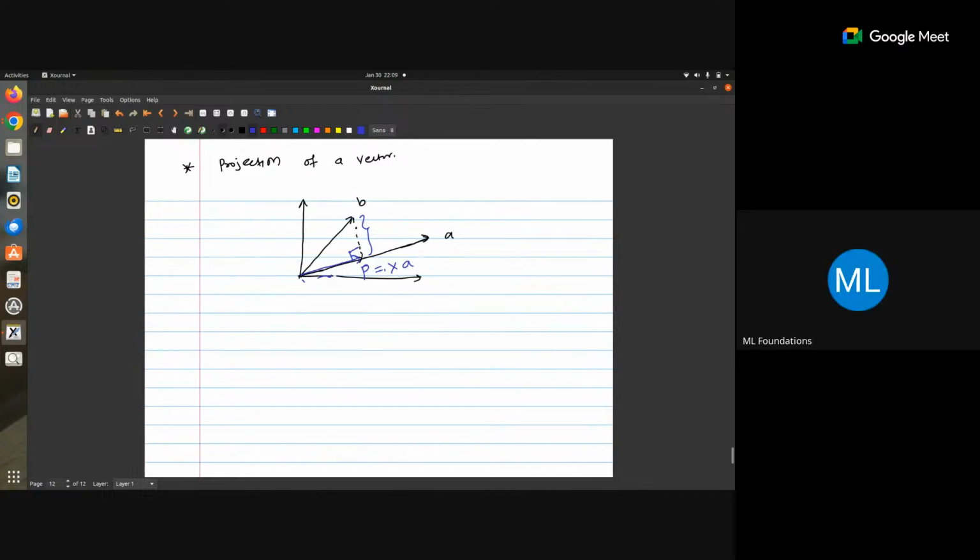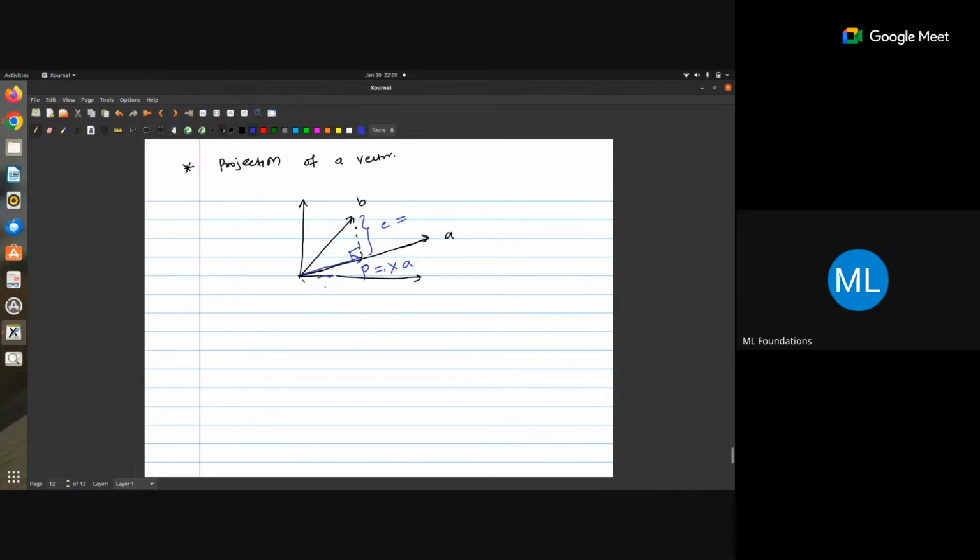In layman's terms, what is that error? Because it's not a correct vector representation, right? If I add P plus this E, can I get B? Yes, I should get B. But what is X here? X is some constant, right? Actually, it may not be a constant, but it's some constant of.